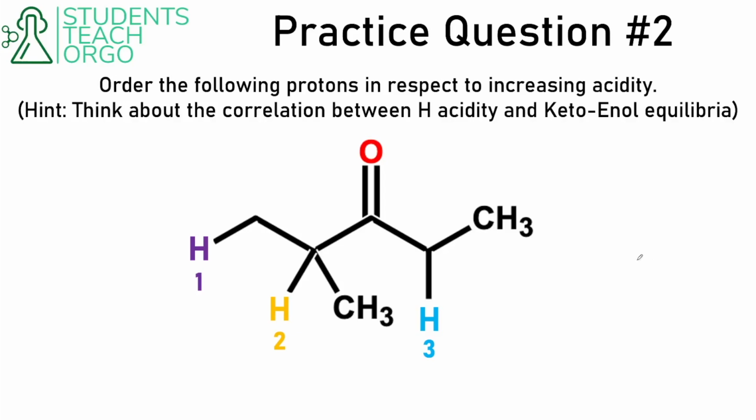So to test this concept, we've got a practice question here, and this question asks you to order the protons, right? Proton number 1, 2, or 3, in respect to increasing acidity. And so I know that for someone watching this video, it might be slightly confusing, like, hey, we've been talking about the equilibrium between the keto form and the enol form. What does acidity have to do with anything here? Think about how proton acidity, the willingness of a molecule to give up a proton, could impact that equilibrium. So I'll give you a second. Try to do this problem on your own.